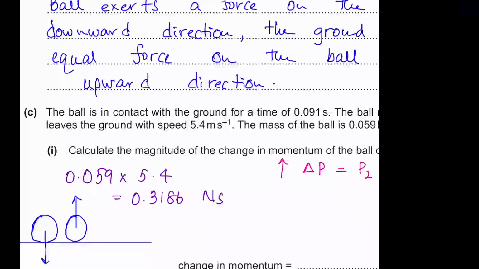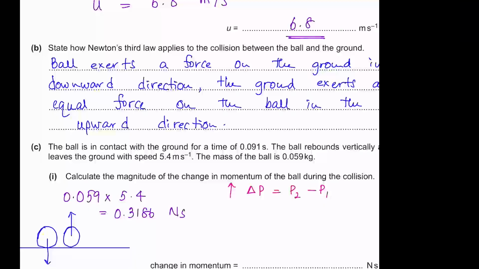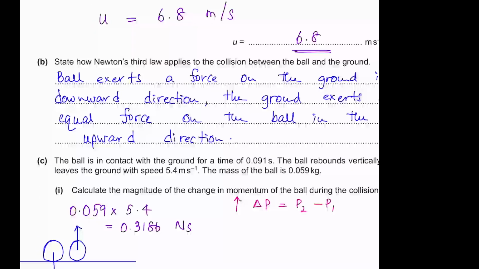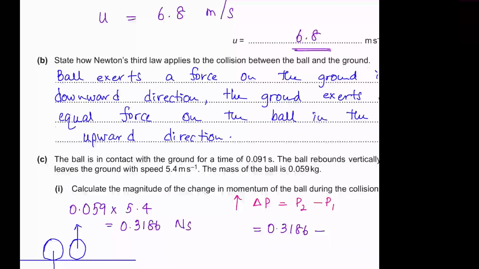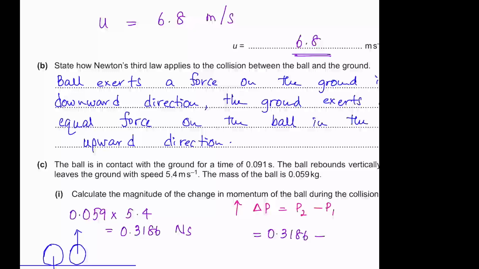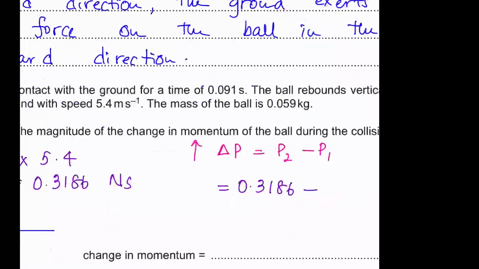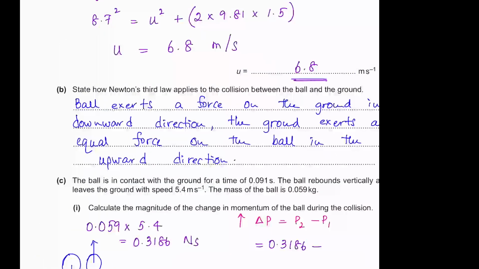So guys, the change in momentum will be final momentum minus initial momentum. Final momentum is 0.3186, minus the initial momentum 0.5133, but the initial momentum is in the downward direction. But we are taking the change in the upward direction, so it's supposed to be 0.3186 minus negative 0.5133. So that is the reason the two momenta will be added. 0.3186 plus 0.5133 is 0.8319. To two significant figures, it is 0.83.